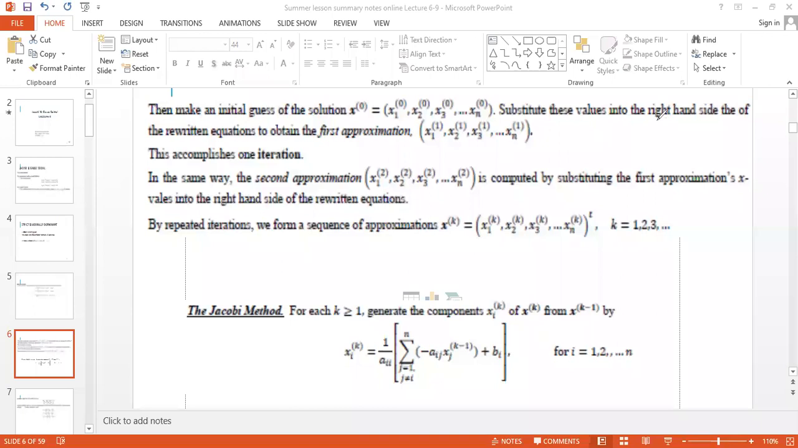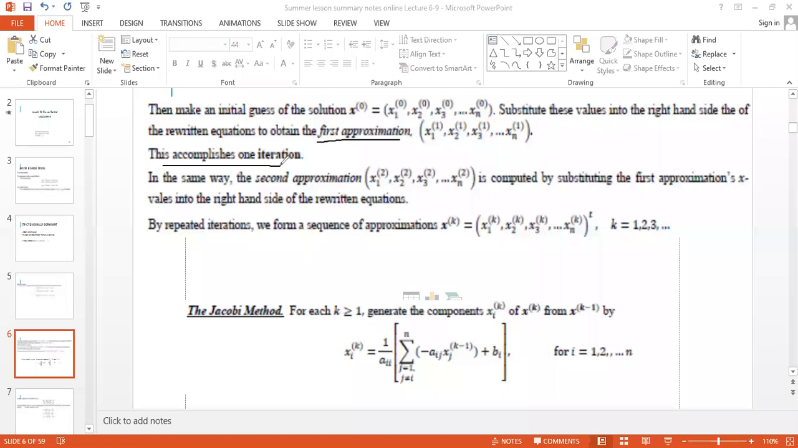So what we are saying here is, once we are given this initial guess, you substitute these values into the right-hand side of the rewritten equations to obtain the first approximation. You do the first approximation by substituting the initial guess into the rewritten equations, which we did in step 1, to obtain the first approximation, x1, x2, x3 to xn, depending on the size of the system. Very good.